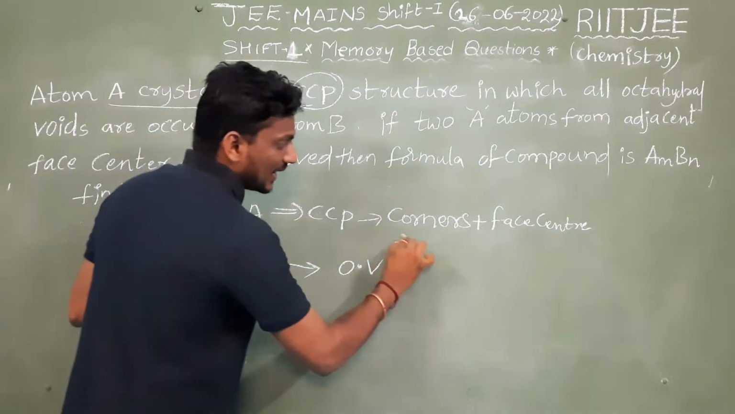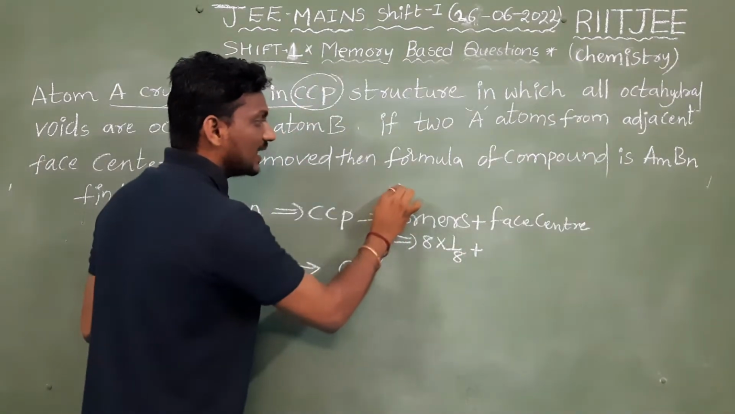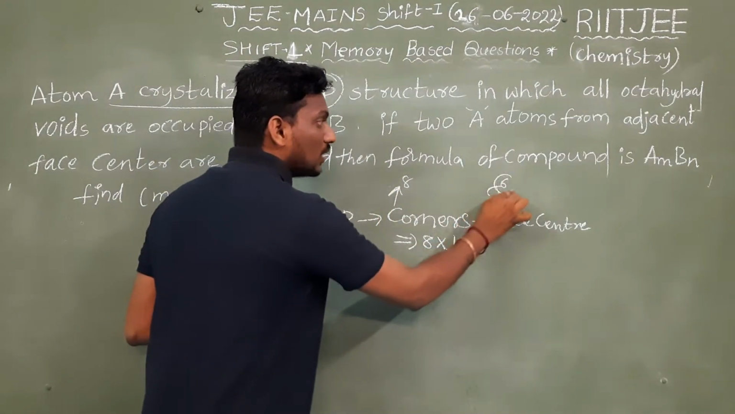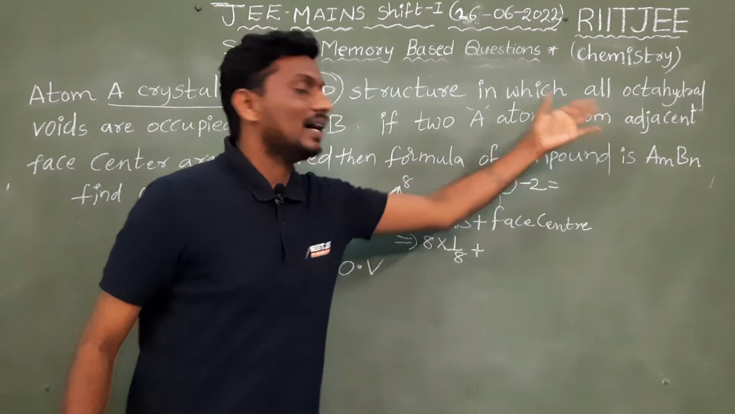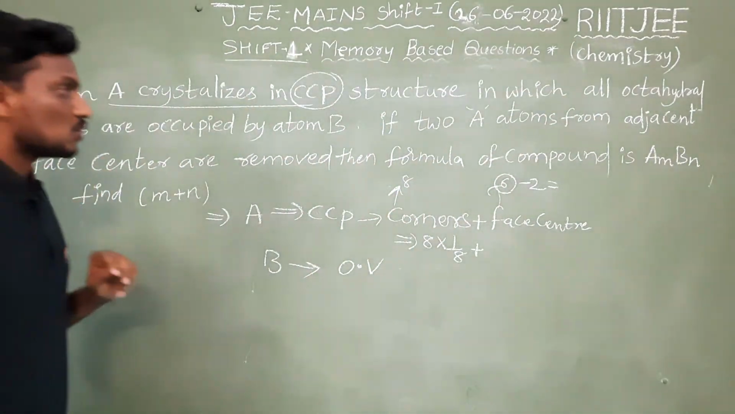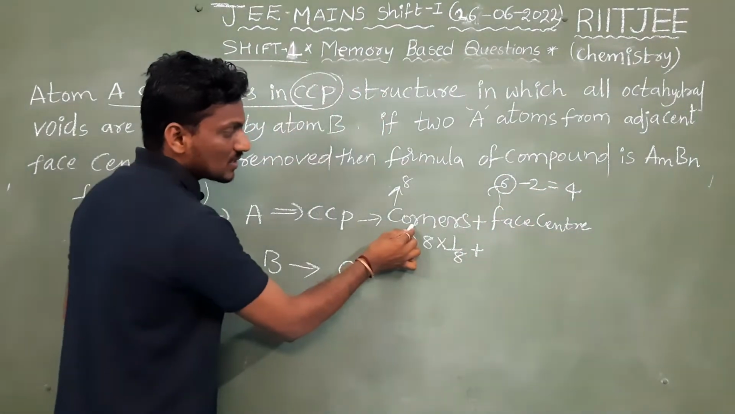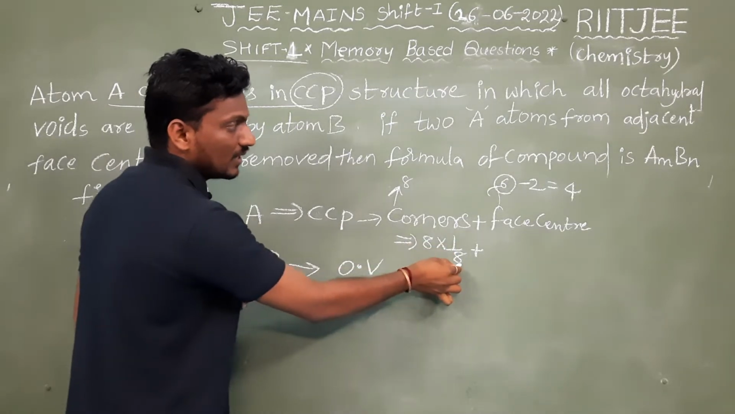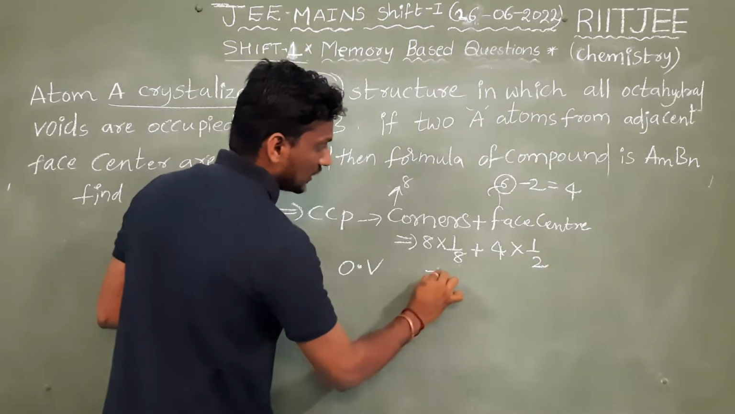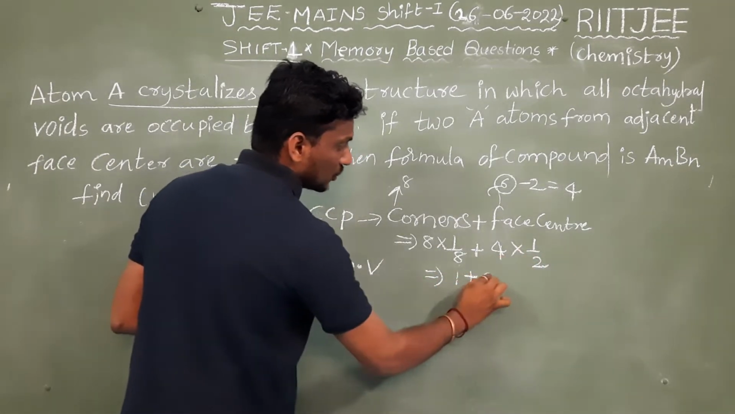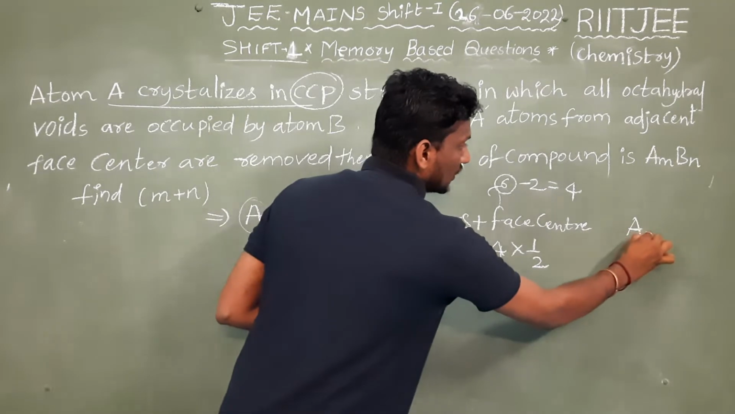Now total corners are 8, 8 into 1 by 8. Faces are 6. Out of 6 faces, 2 are removed. He is clearly giving that 2 A atoms from the adjacent face centers are removed. So out of 6, 2 are removed, 4 are present. Now 8 corners, each atom contribution is 1 by 8. There are 4 face centers, each contribution is 1 by 2. So 1 plus 2 is equal to 3. Now A is equal to how much did you get? 3. So nothing but A3 you got.